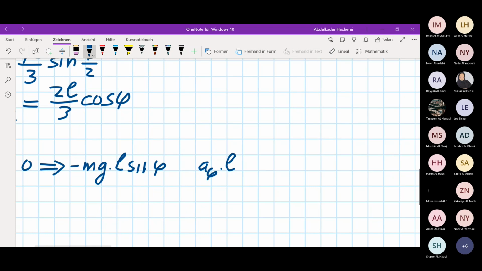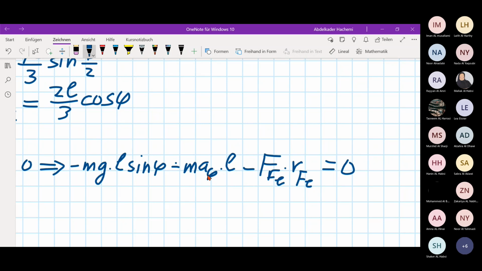Here, sine phi plus minus m a phi multiplied by L minus the spring force F_A multiplied by R_FA, and this should be equal to 0.